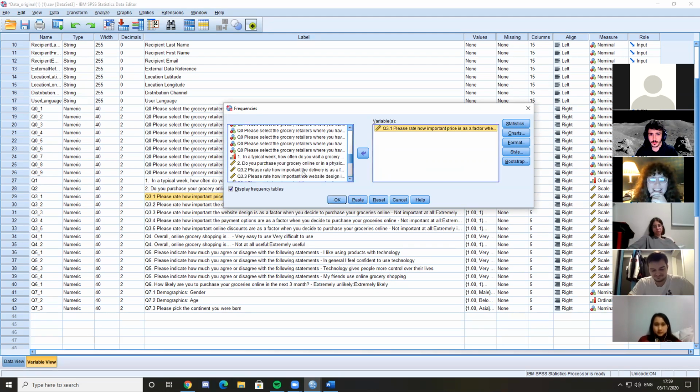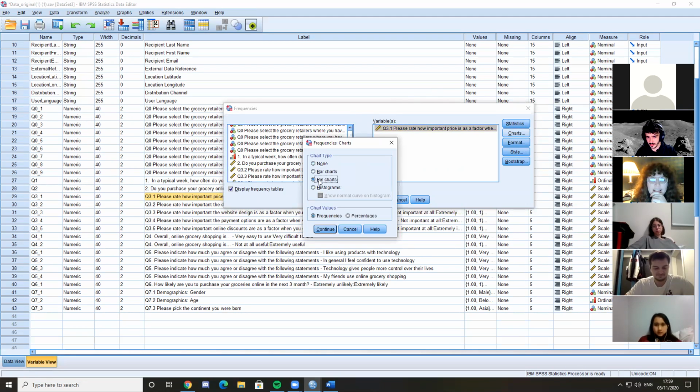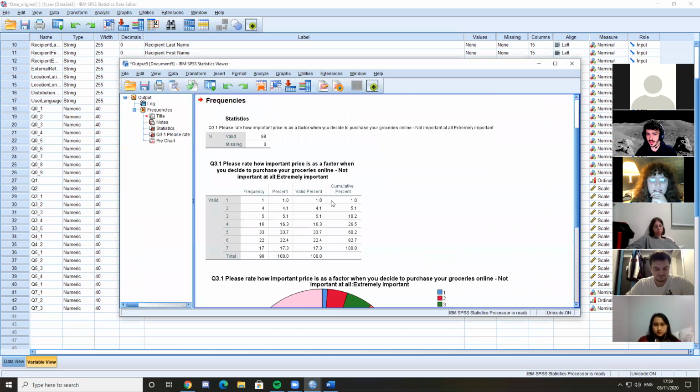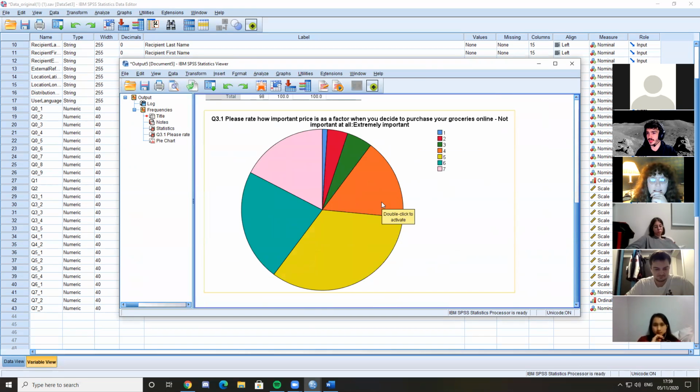For 3.1, you basically click it twice. It jumps into the variables. You go on to charts. You choose a pie chart. You choose percentages because that's what you want. You click continue. You click OK. Bang, we have a pie chart.